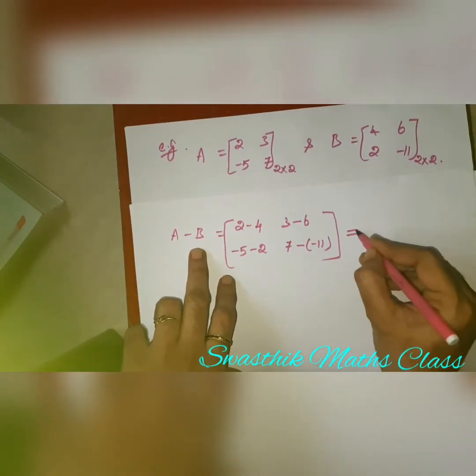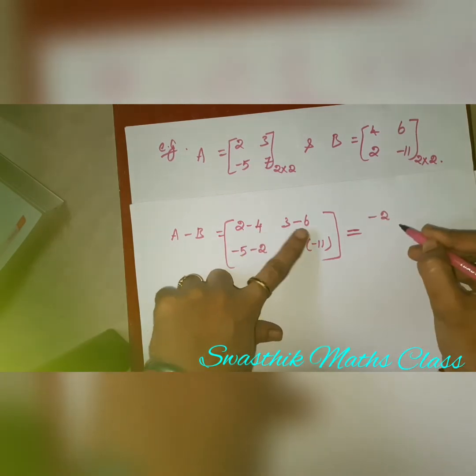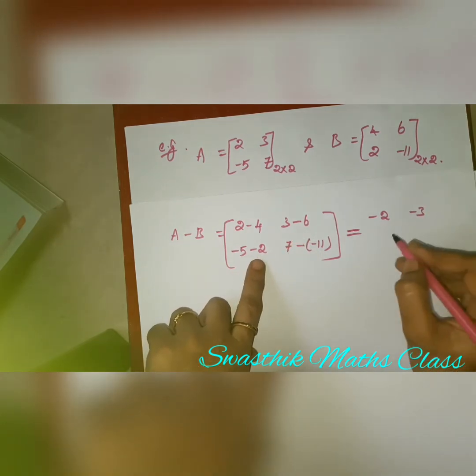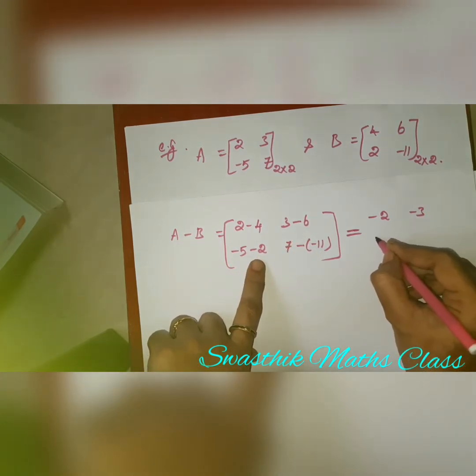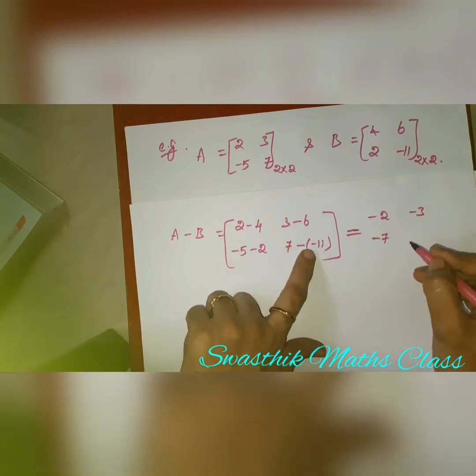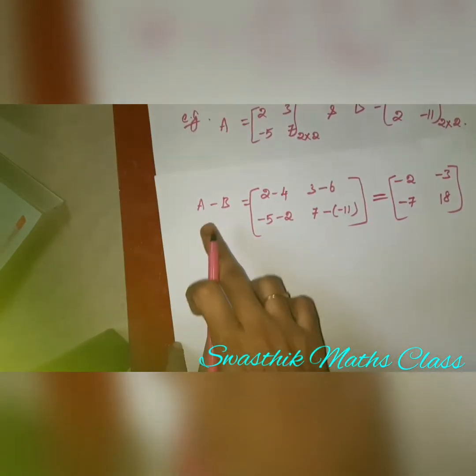So this will be equal to, finally, 2 minus 4 becomes minus 2. 3 minus 6 becomes minus 3. Minus 5 minus 2 becomes minus 7, and 7 minus of minus 11 means 7 plus 11, so it is equal to 18, right? This is the matrix A minus B.